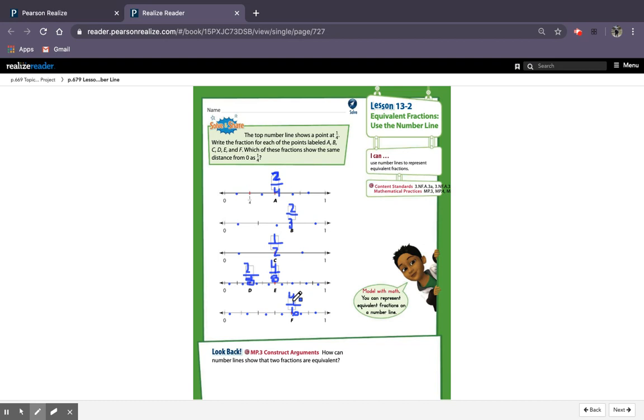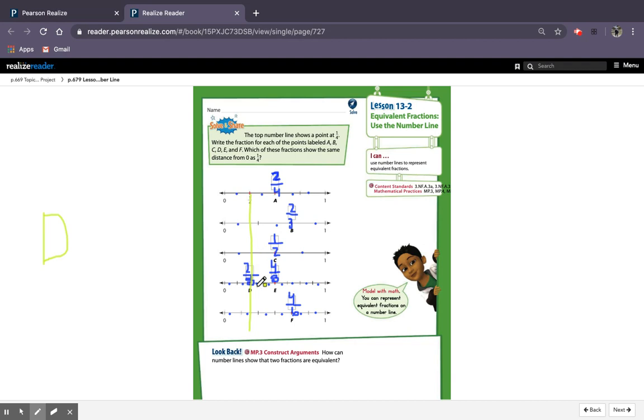So for this, they asked, which of these fractions show the same distance from 0 as 1/4? So I'm going to change my color. I'll change it to a yellowy green. And I'm going to try and draw as straight of a line as I can, taking my 1/4 all the way down. And I meet it at my D point. So D lines up. Yeah, this is the D. Capital D lines up with 1/4. So the fraction that lines up with it, which is the same distance, is 2/8.